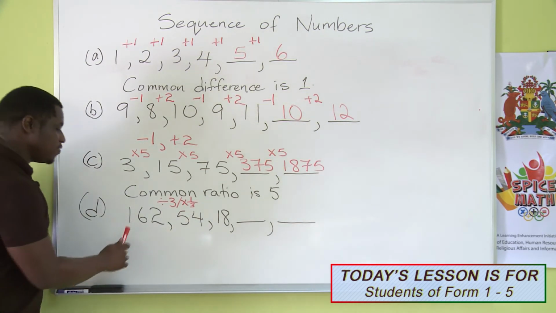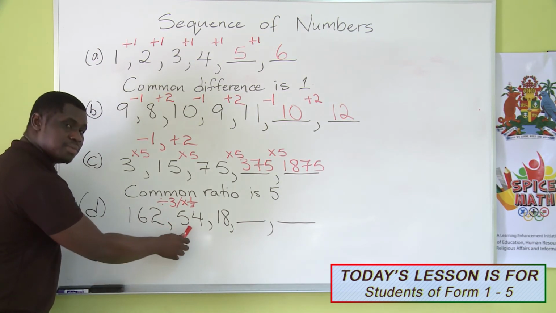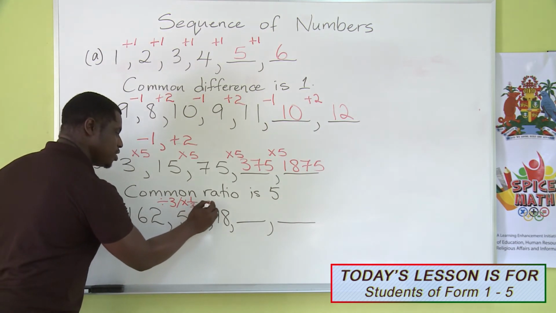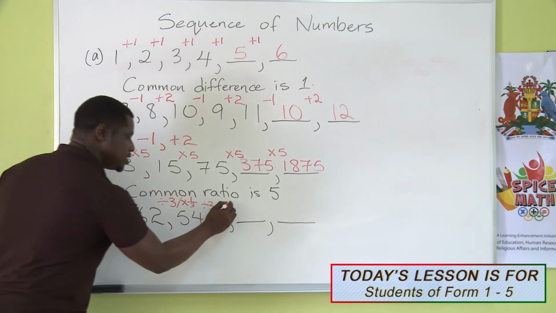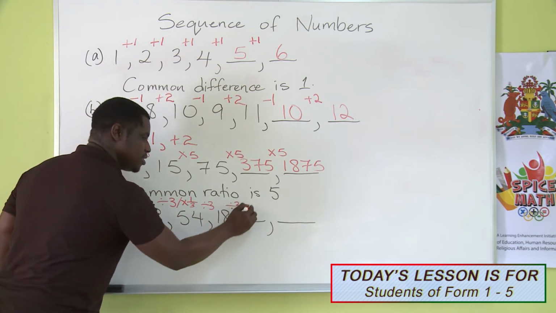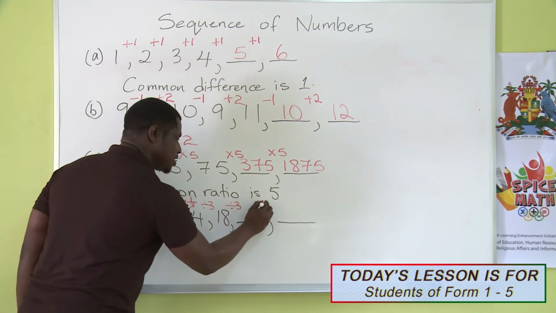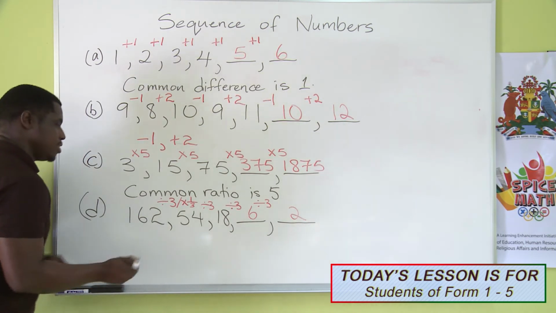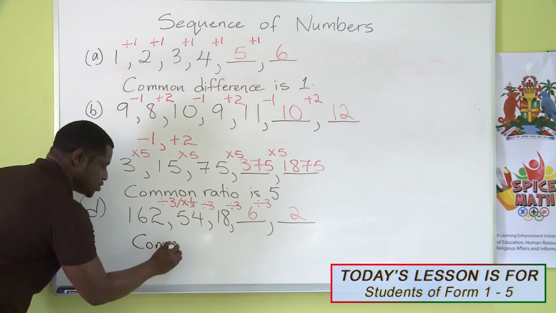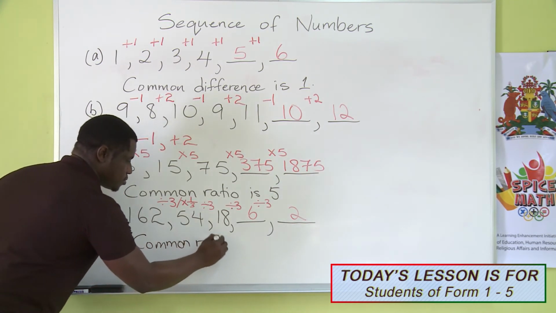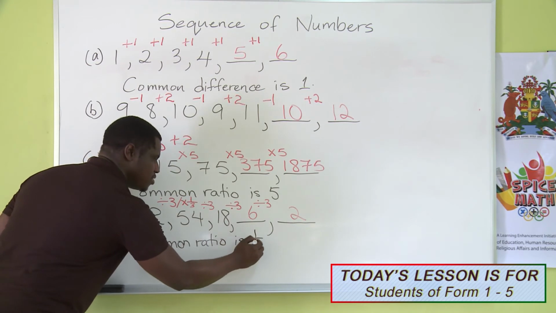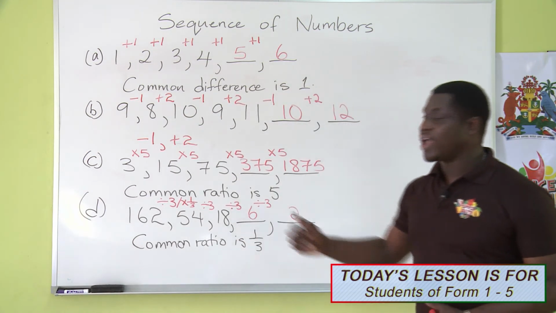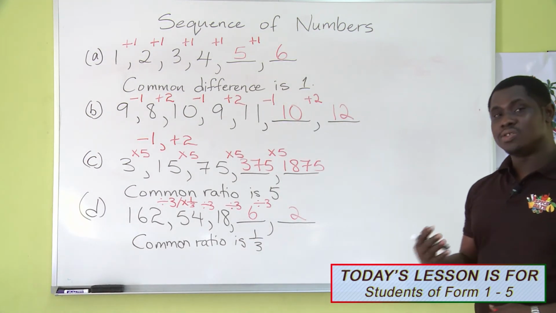Right? So if I divide 162 by 3, it gives me 54. And then divide 54 by 3, it gives me 18. 18 divided by 3 gives me 6. And 6 divided by 3 gives me 2. I identify here that my common ratio is 1/3. So for those of you who may be a bit confused, you notice that I divided by 3, but I wrote the ratio as 1/3.